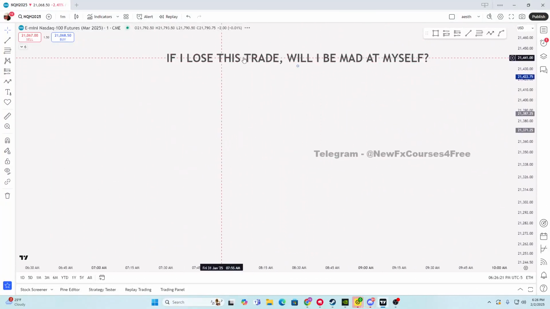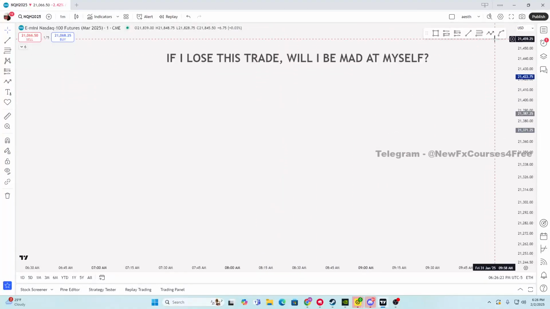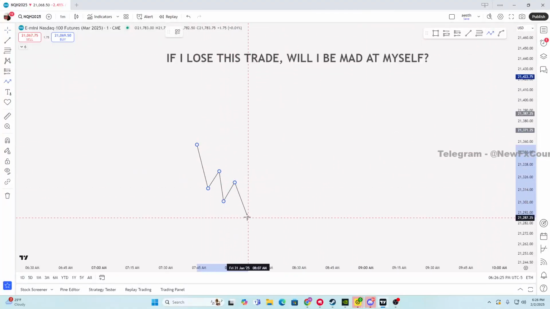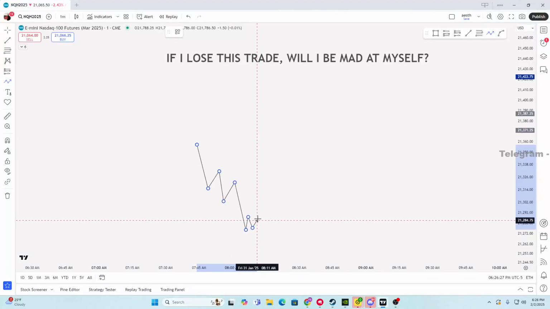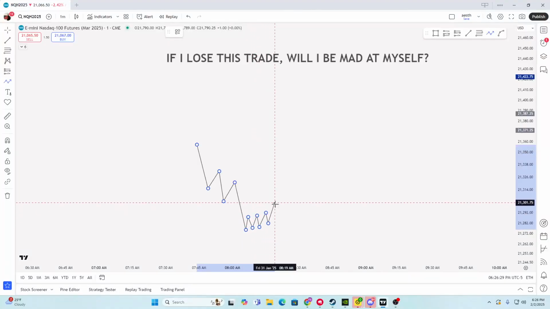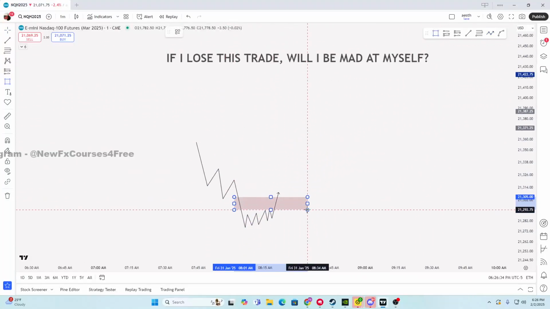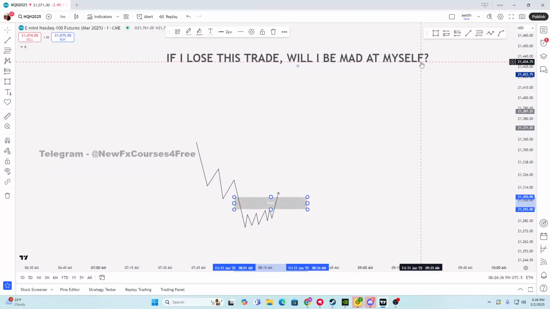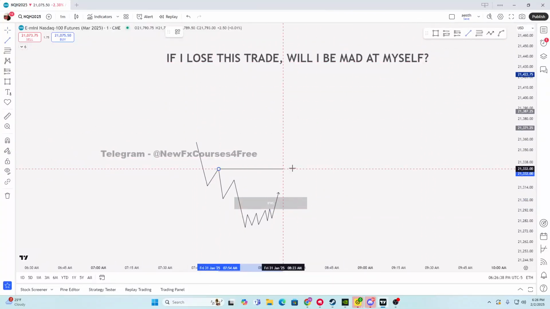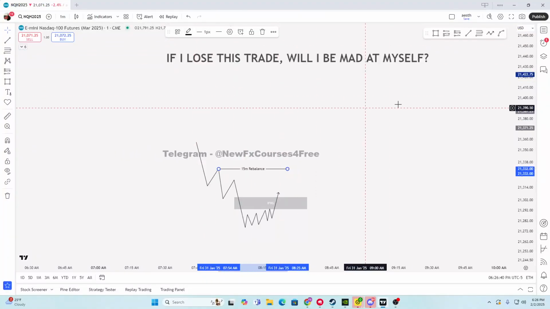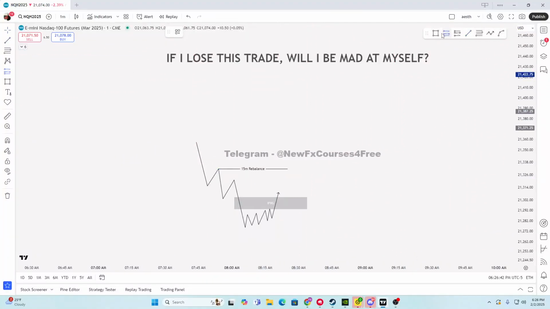When I'm going about a trade, this is the question in my head: if I lose this trade, will I be mad at myself? Let's say I'm looking to take an inversion, right? And as we're inversing, something like this starts happening. I'm super confident in my draw on liquidity. I've been looking for longs this entire time. I have an unfilled 15 minute above. Everything is looking good. It's a beautiful setup.